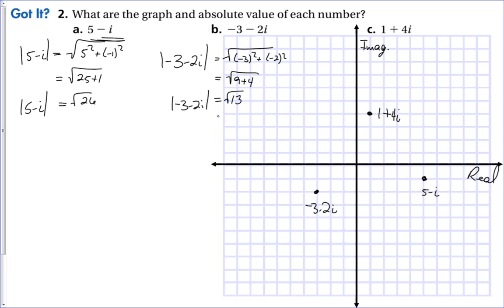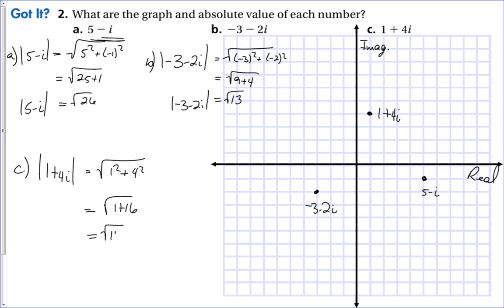Alright. Now let's do the last one. Let's do letter C. This was A, this was B, and now let's do C down here. So we're going to do the absolute value of 1 plus 4i. That's going to equal the square root of 1 squared plus 4 squared. So that's going to equal the square root of 1 plus 16, which is the square root of 17. So the absolute value of 1 plus 4i is the square root of 17. Alright, so that's all there is for graphing these things and figuring out the absolute value.